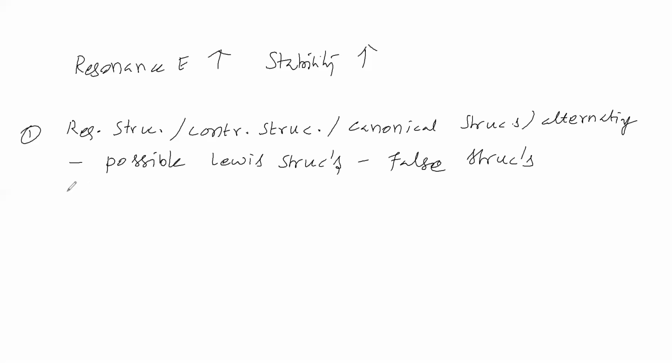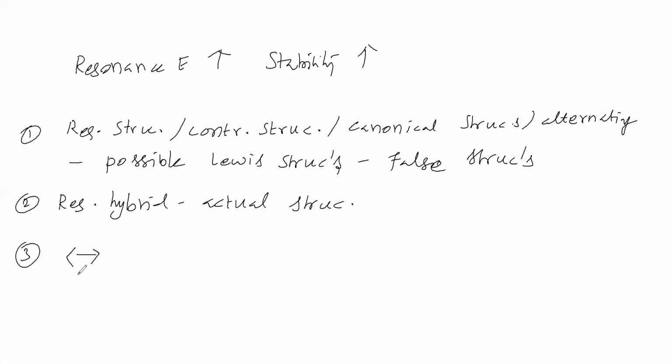Next we will see the resonance hybrid. The resonance hybrid is the actual structure of a molecule, whereas resonance structures are not the actual structure of a molecule. Then what is the necessity of resonance structures? Using resonance structures only, we write the resonance hybrid. Next, resonance structures are separated by a double-headed arrow because we can interconvert them by electron shifts.